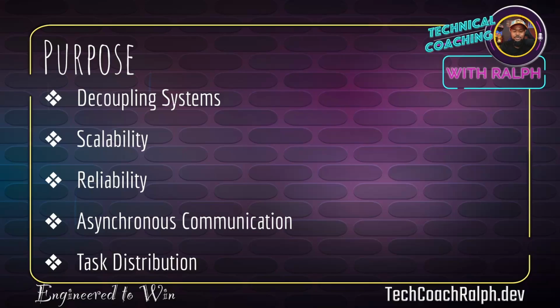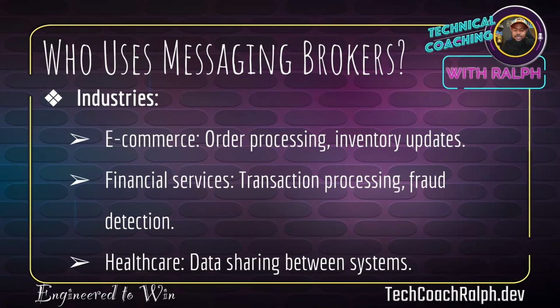And lastly, we have task distribution. Distribute work across multiple workers for load balancing. So with the messaging brokers, you can have many different instances of them running. Let's say you get an influx of like 5,000 messages, then you can have a scaling principle that says, if we get over 2.5 thousand messages in the queue, let me add another queue to help process that, or to take some on themselves and help process it. Right, so next up, who uses these messaging brokers?